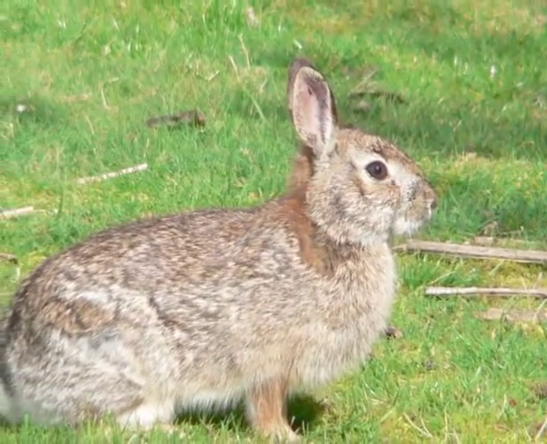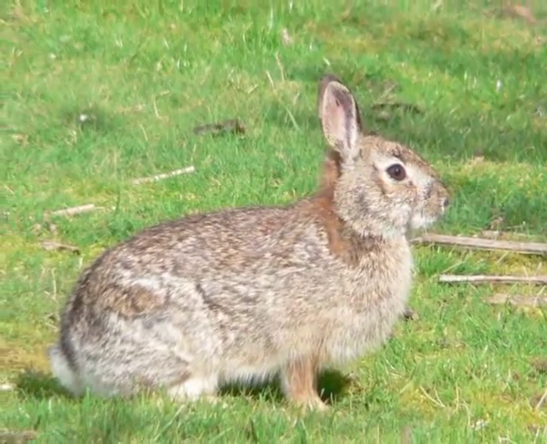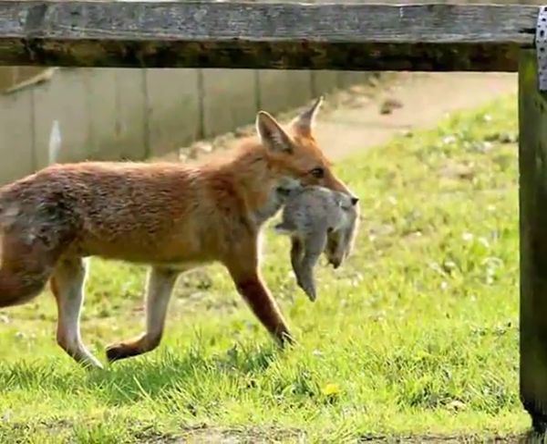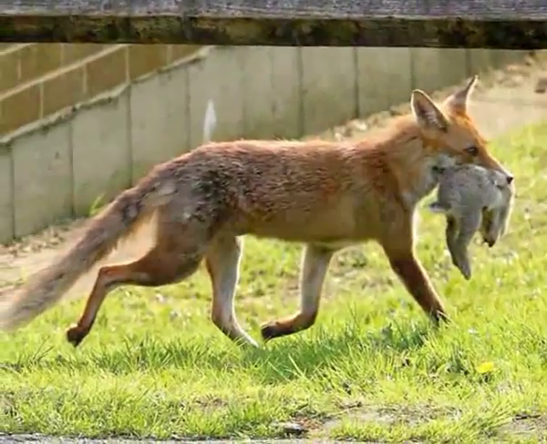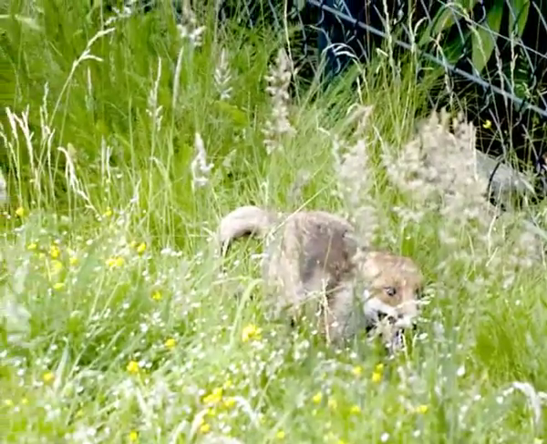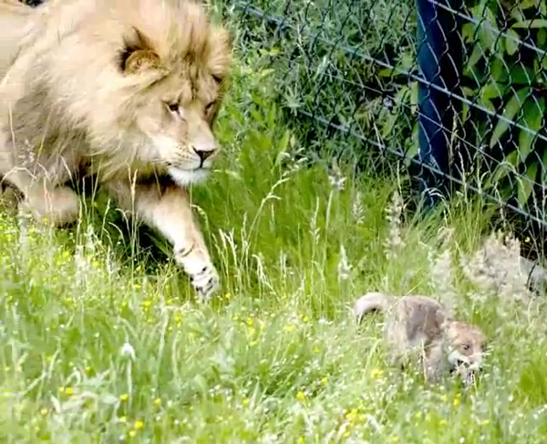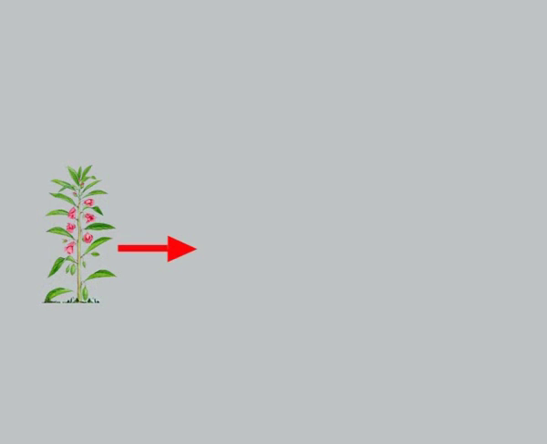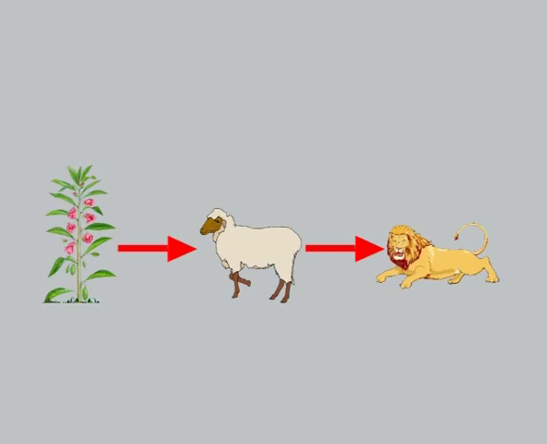The grass is eaten by a rabbit, which in turn is eaten by a fox. This fox is again eaten by a lion. This depicts a simple food chain in which energy flows in a straight single path.